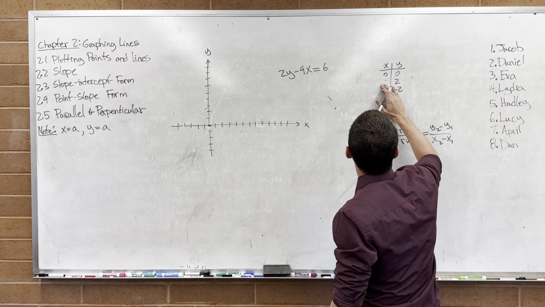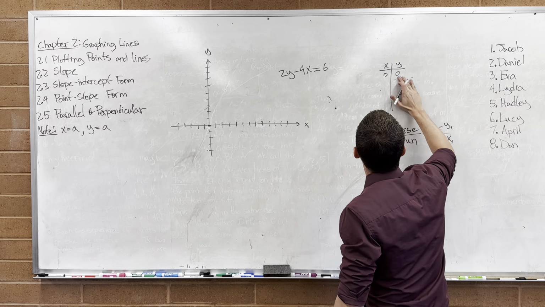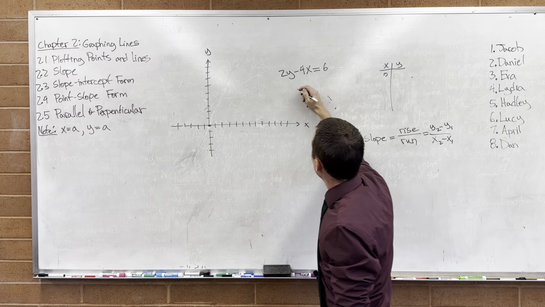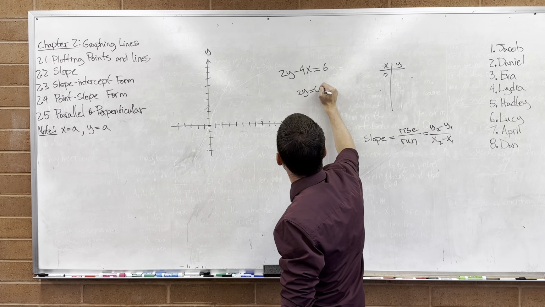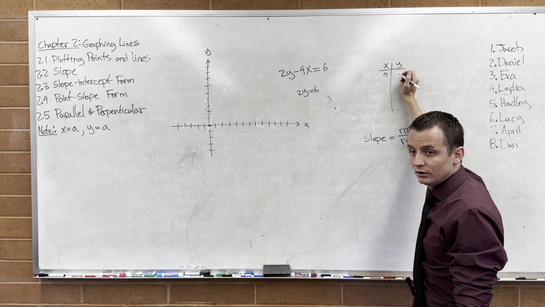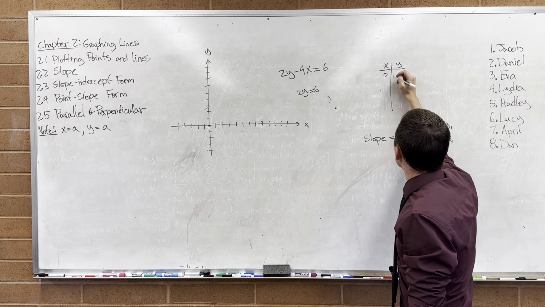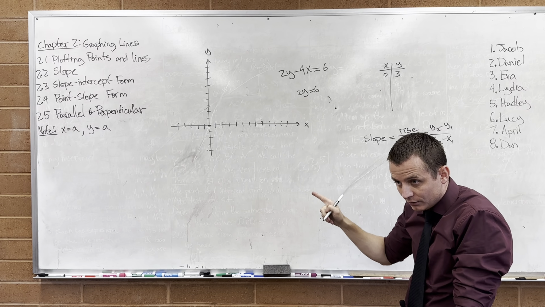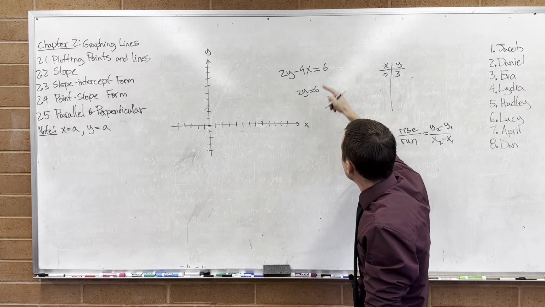So first off, 0 is always a nice number to plug in. When I plug in 0 for x, what do we get for y? If we plug in 0 for x, then we have 2y is equal to 6, or in other words, y is equal to 3. So if x is 0, y has to be 3. That's the only y you can plug in to make this equation work.